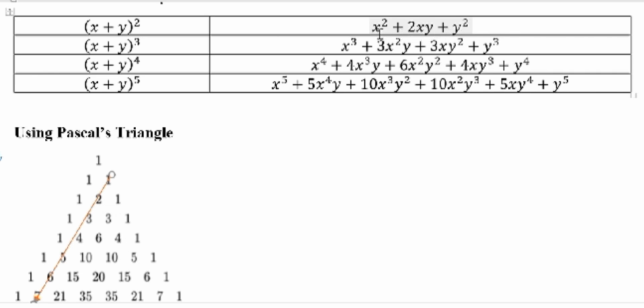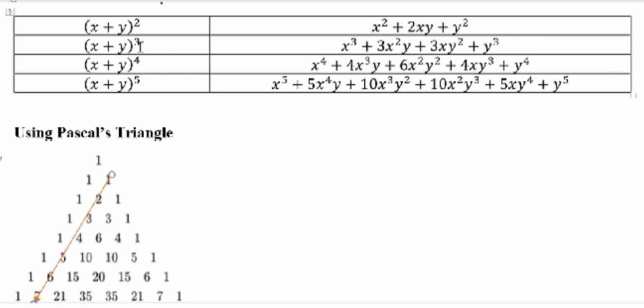Now the coefficient of this x squared is 1 because there's no number indicated beside it. That means the coefficient is 1, and that is the one that we have here. The next term, which is the second term, has a coefficient of 2, and that's what we have here. And the third one has a coefficient of 1, that's what we have here.